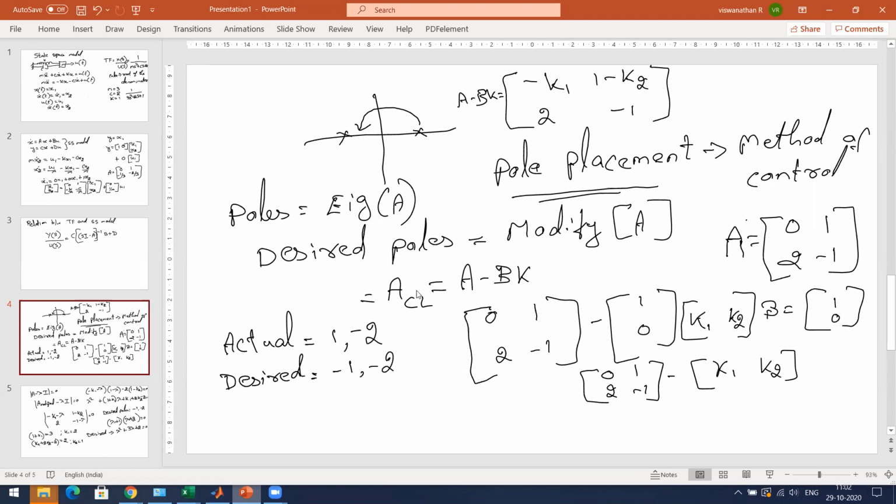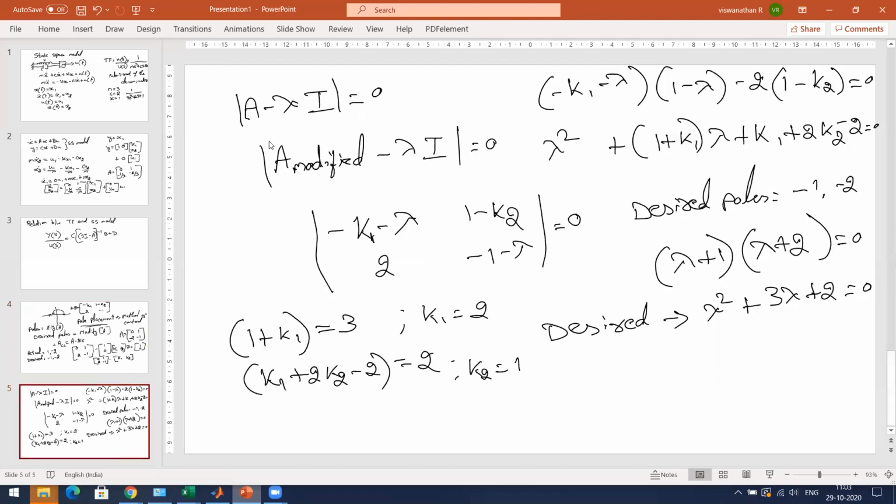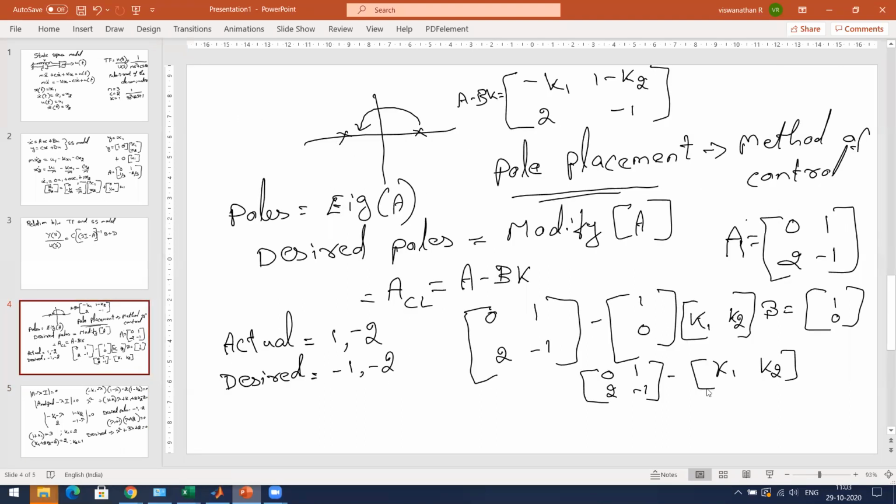The closed loop A matrix is given by A minus Bk. When you take this A minus Bk, given A and B, you get this modified matrix. Then A minus Bk minus lambda I, the determinant must be equal to 0. This is from the mathematics for the eigenvalues. So we have got the modified A, which is minus k1, 1 minus k2, 2 and minus 1.